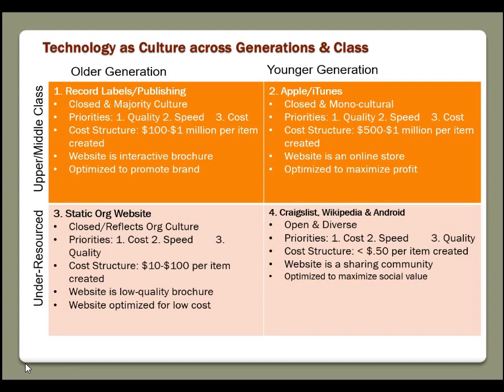I can use technology and culture across class generations and class. So this is just one way to look at technology and culture. But you have brands that are focused on the upper middle class. So Apple and iTunes, I would say, is very focused on that. They're focused on the younger generation. So they're closed, they're monocultural, and their priority is number 1 quality, number 2 speed, number 3 cost. So their cost structure is pretty high. The older generation, I would say the record labels, the publishing industry, their cost structure is even higher. And then you have, say, the Android operating system, and its priority largely is cost, then speed, then quality. And there's a lot of other technologies that are like that.